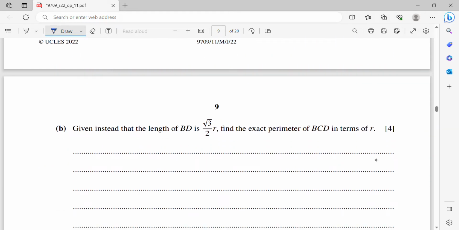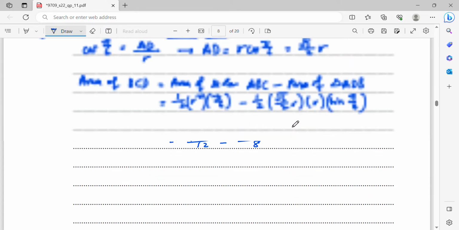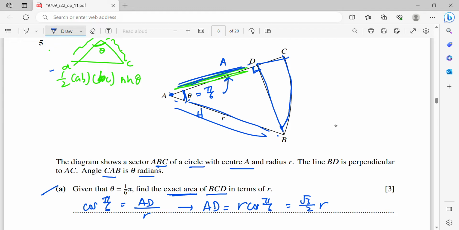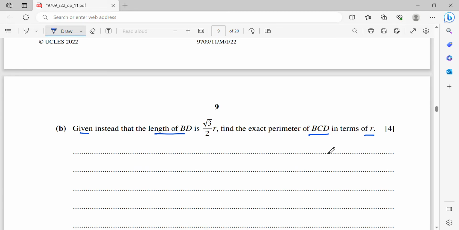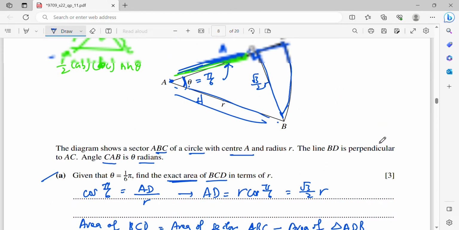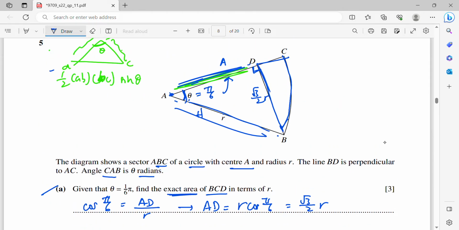Okay, now part B. Given instead the length of BD is root 3 over 2 R. Find the exact perimeter of BCD in terms of R. Okay, now BD is square root 3 over 2 R. This is square root 3 over 2 R. Now you need to find the perimeter of BCD. So BCD here.